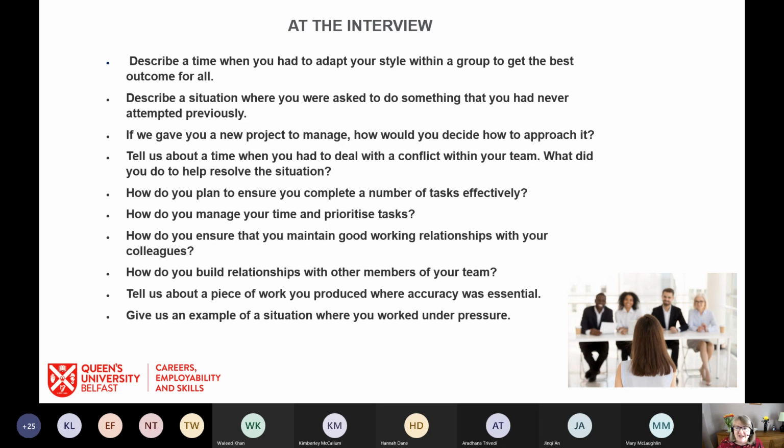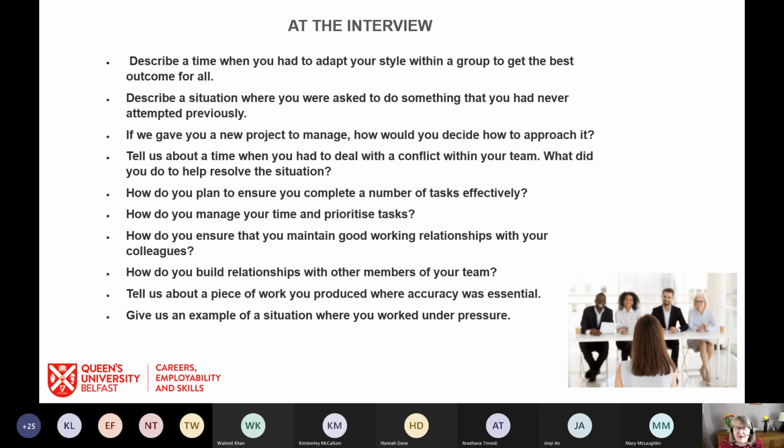Again, that might be stretching yourself beyond your comfort zone. It might be using a different preference to what you normally do. It could be a very wide question there. If we give you a new project to manage, how would you decide how to approach it? Tell us about a time when you had to deal with a conflict within your team. What did you do to help resolve the situation?